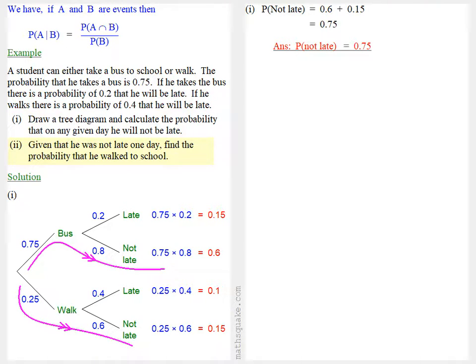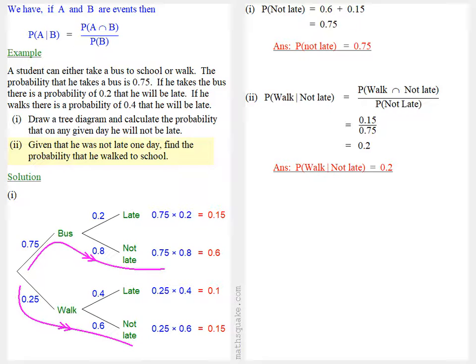Now in part 2 we're asked, given that he was not late one day, find the probability that he walked to school. Well, the probability that he walked to school, given that he was not late, is the probability that he walked and was not late over the probability that he was not late. That is 0.15 over 0.75, which is 0.2. So the probability that he walked, given that he was not late, is 0.2.